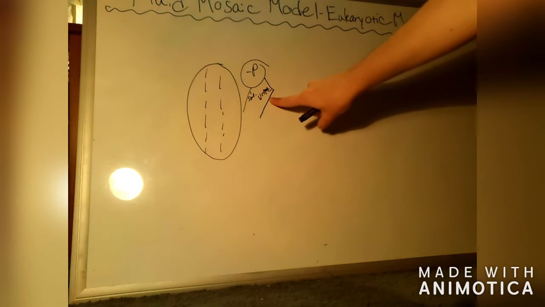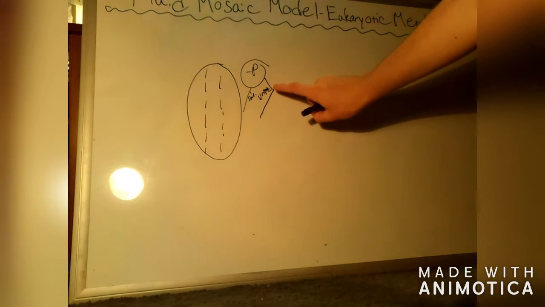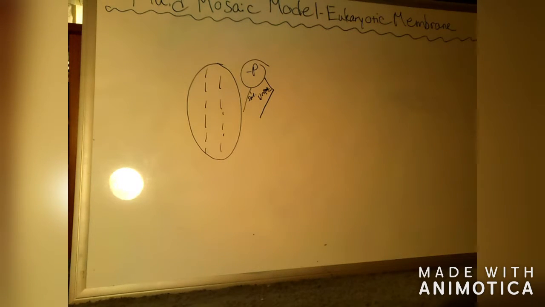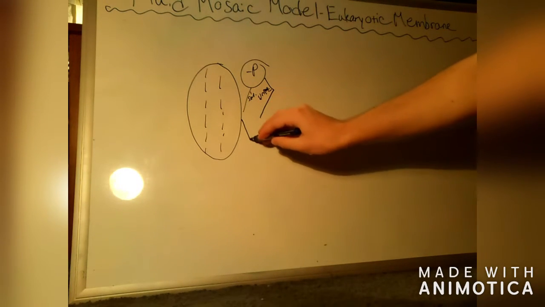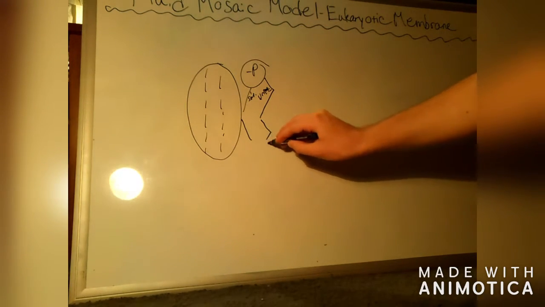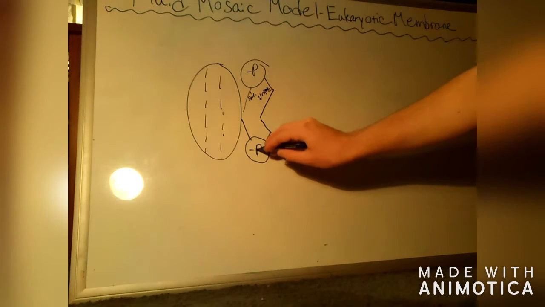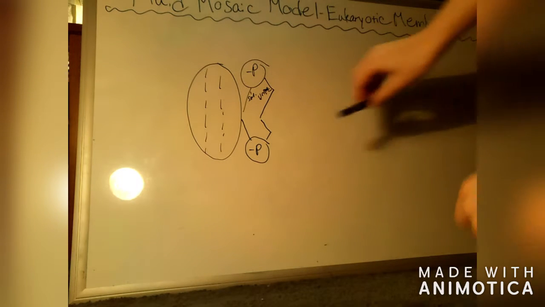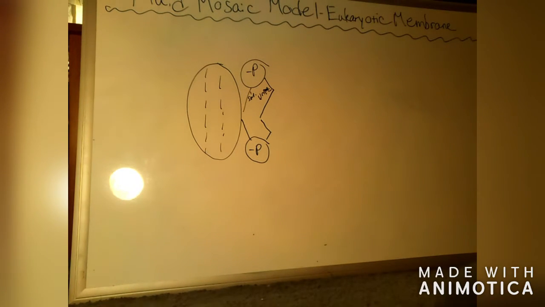So this is unsaturated because remember that it has the double bond right here, making that kink, which makes it unsaturated. And we're going to draw another, because it's a bilayer, meaning that there's two layers of phospholipids. So we have two layers.